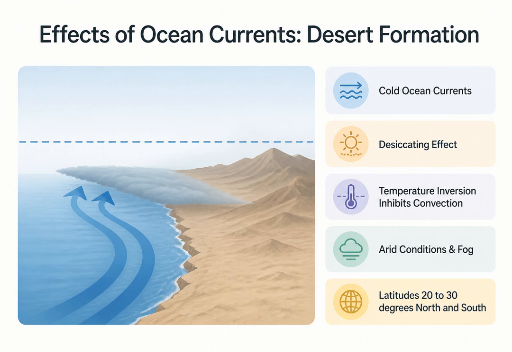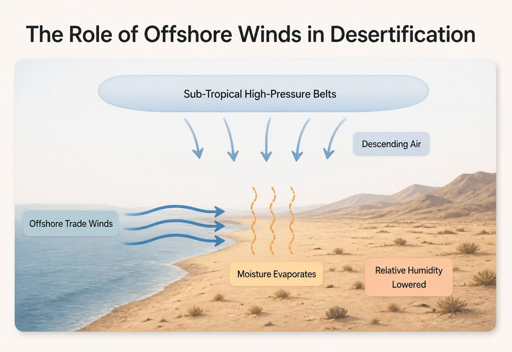These cold currents chill the oncoming air, causing a temperature inversion that inhibits convection. This desiccating effect means the air loses its moisture as fog over the ocean, leaving very little rain for the adjacent land. Furthermore, these deserts lie in the subtropical high-pressure belts, where air is descending, which is a condition least favorable for precipitation.